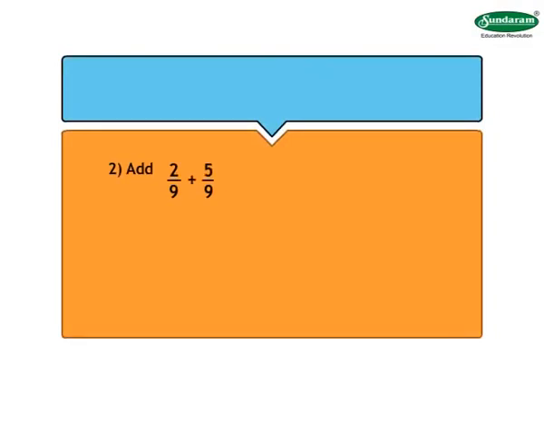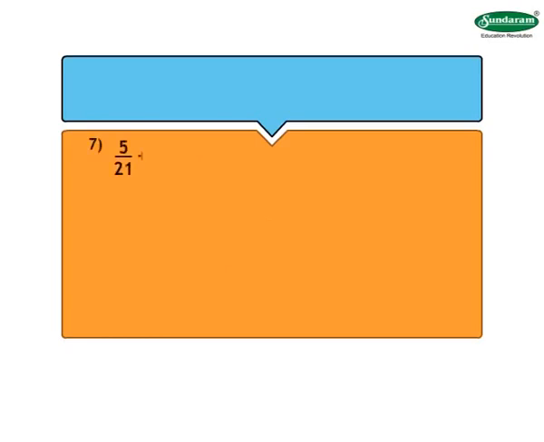Since the denominators are equal, just add the numerators of both fractions. Write the common denominator as it is. Therefore, 2 upon 9 plus 5 upon 9 is equal to 2 plus 5 the whole upon 9, which is equal to 7 upon 9.